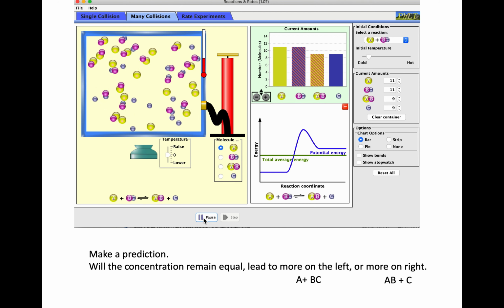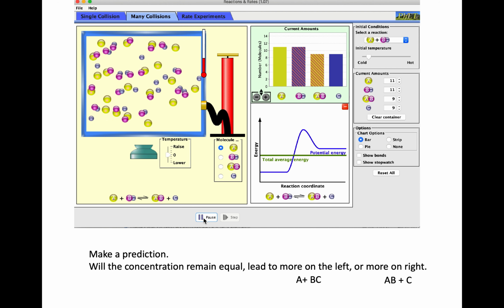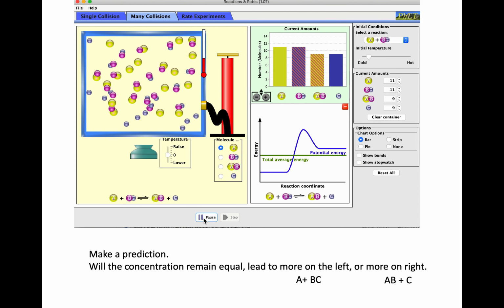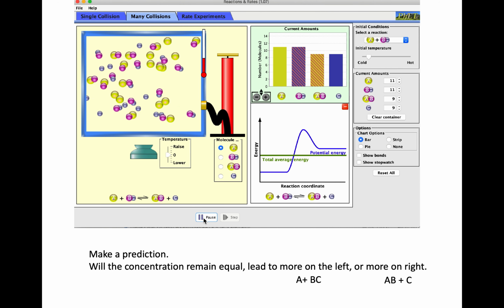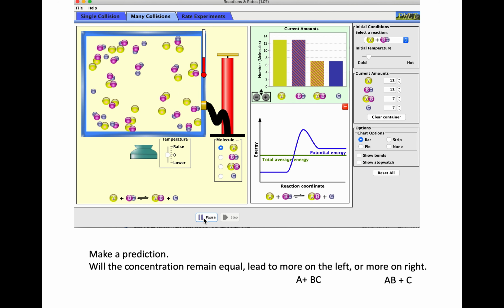Okay, I'm seeing a reaction take place. I'm seeing the amounts shift a little bit. And notice that they shifted, and there's more that would be considered on the left-hand side than on the right-hand side.